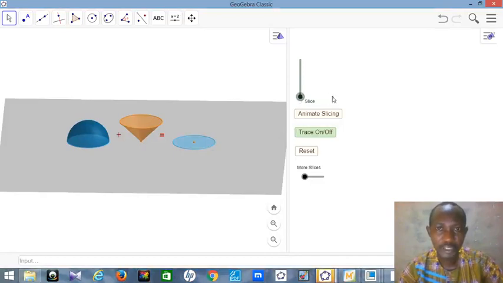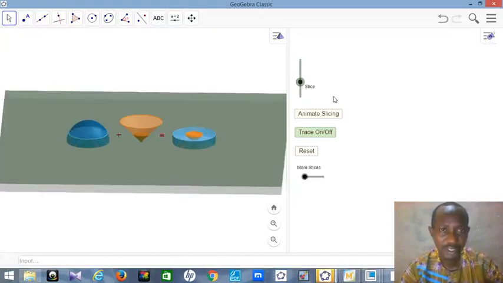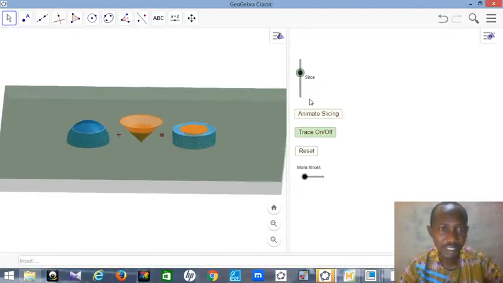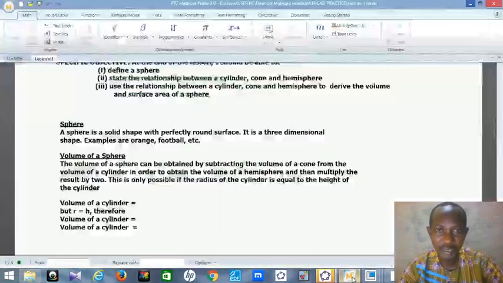If I move this slider up, just watch what it will give. You can see the shape that it's trying to produce. As I move this slider upward, it's giving us a cylinder. So what this animation is trying to show is that when you add a hemisphere to a cone, you are going to get a cylinder. This is where that statement I just made came from.